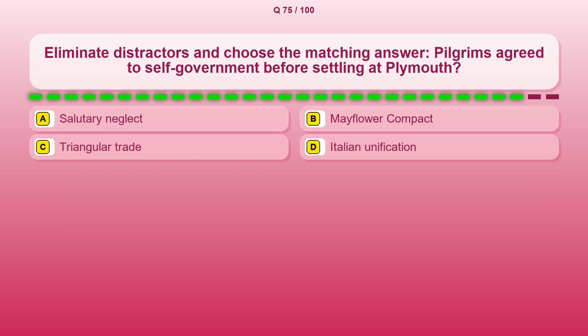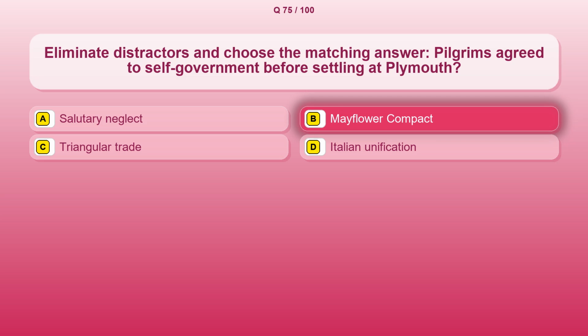Question 75. Eliminate distractors and choose the matching answer. Pilgrims agreed to self-government before settling at Plymouth. Option A. Salutary neglect. Option B. Mayflower Compact. Option C. Triangular trade. Option D. Italian unification.